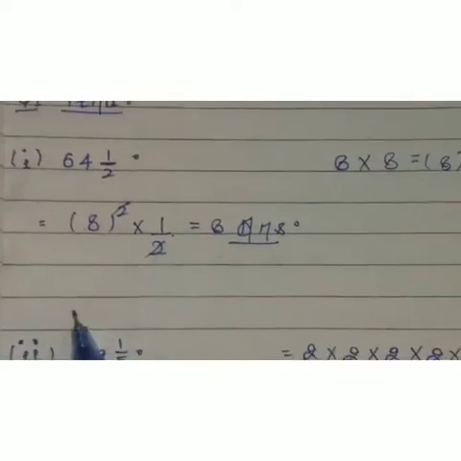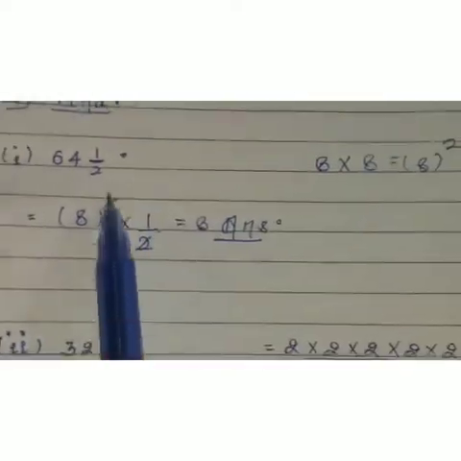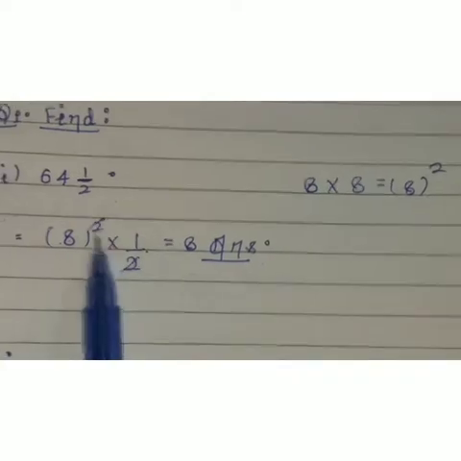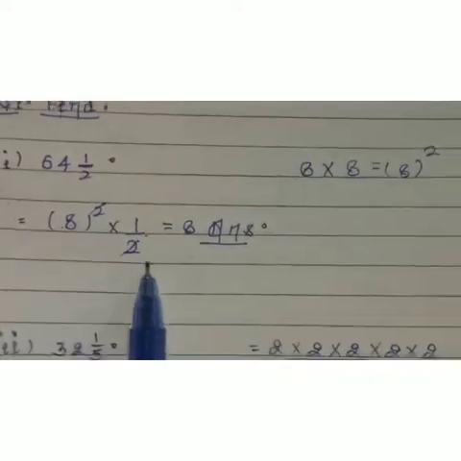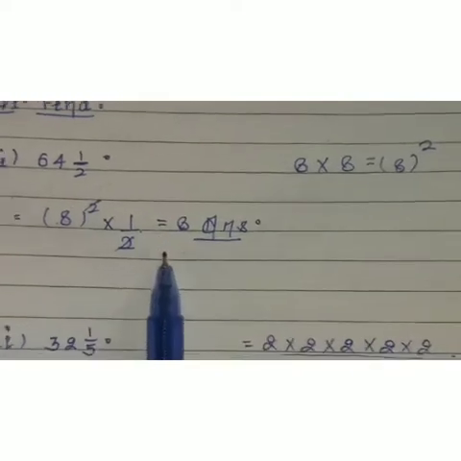See, I have solved this question for you. How have I solved it? As I know that 8 is the square root of 64, so we will write 64 in this form only, 8 squared to the power 1 upon 2. And 2 by 2 cancels, and we are left with 8 as our answer.